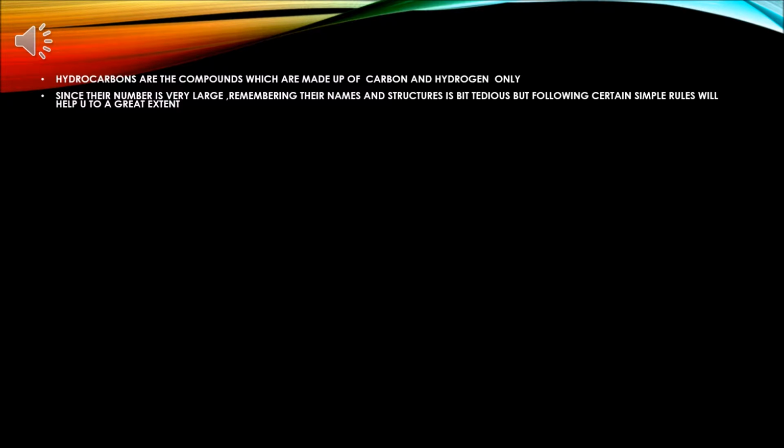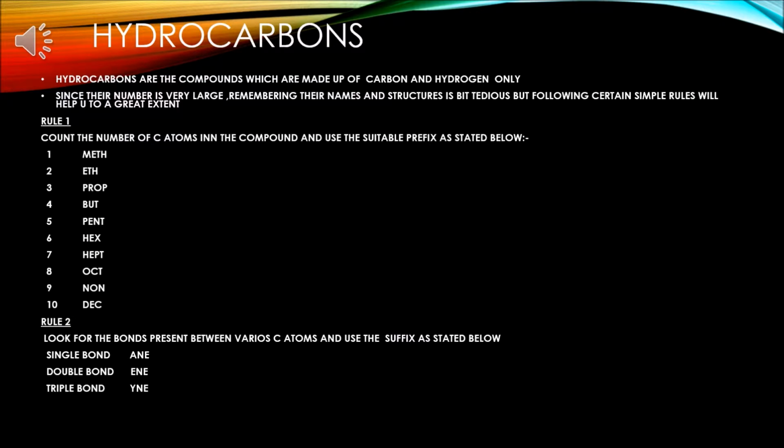To begin with, let's talk about hydrocarbons. As mentioned earlier, hydrocarbons are the compounds which are made up of only carbon and hydrogen. Now, the number of hydrocarbons is large, so it is difficult for anybody to remember the names, structures or the properties of the various hydrocarbons. So in order to simplify these, various rules have been made. I would like to explain those rules one by one.